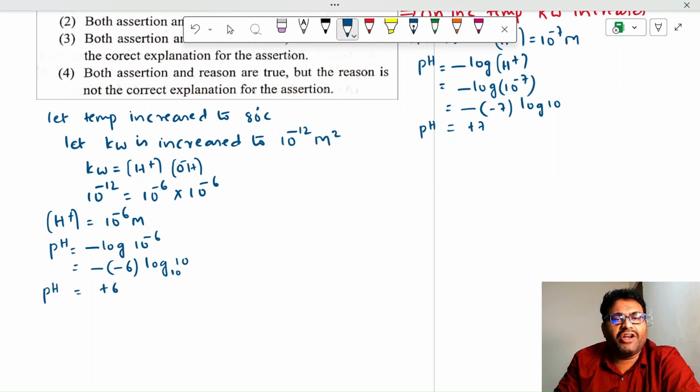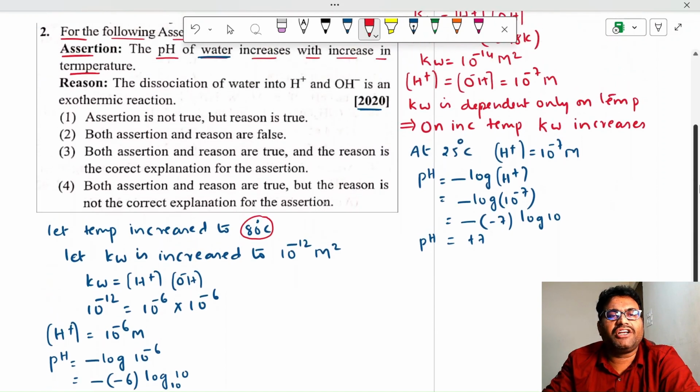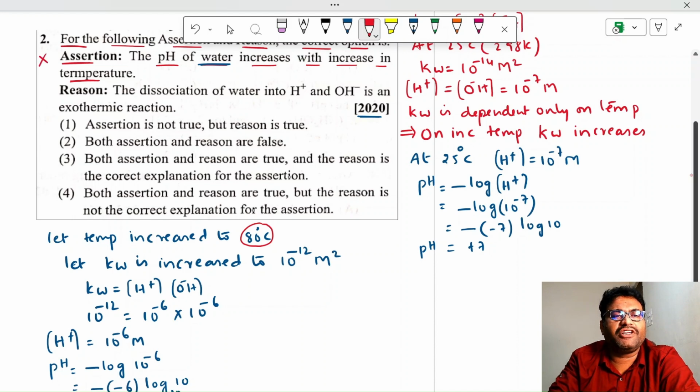What happened on increasing temperature? On increasing temperature, pH is decreased. So is that statement right or wrong? It is a wrong statement. Next, the reason, let us see the reason.